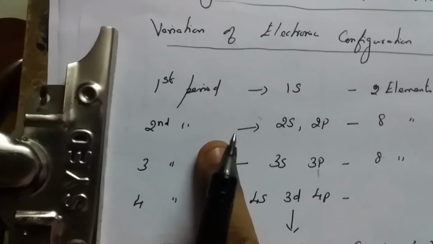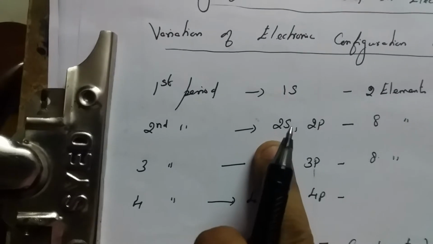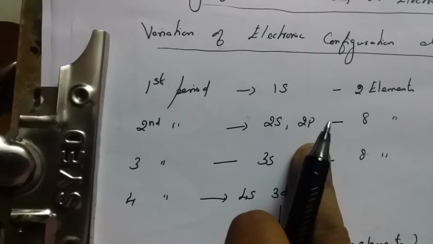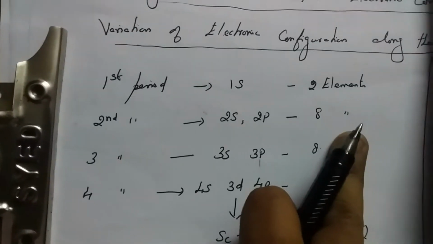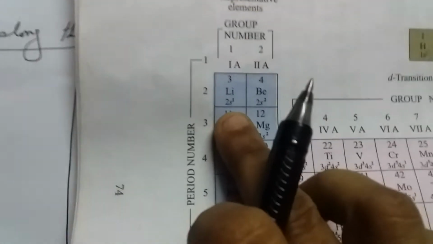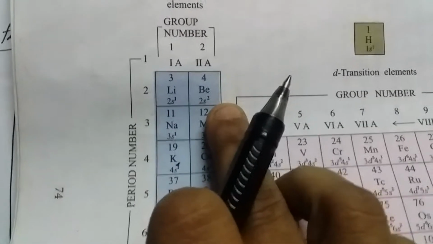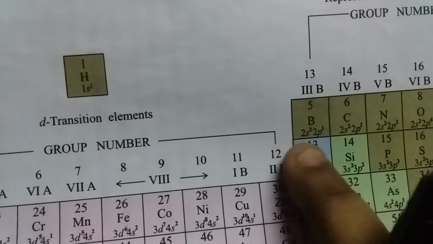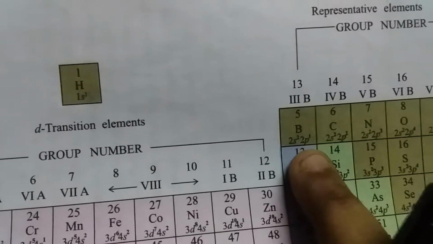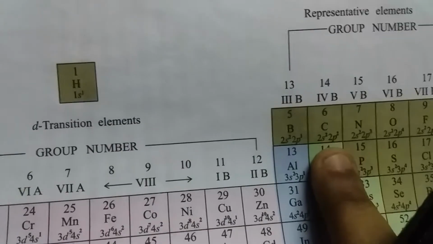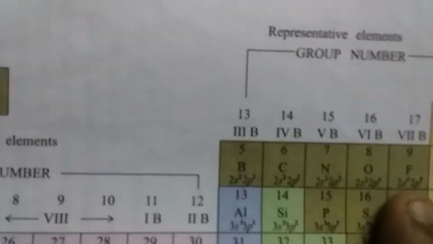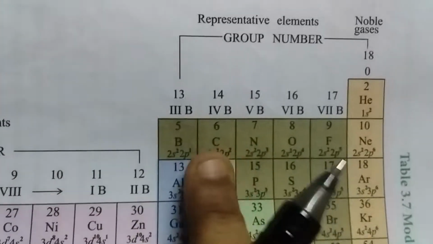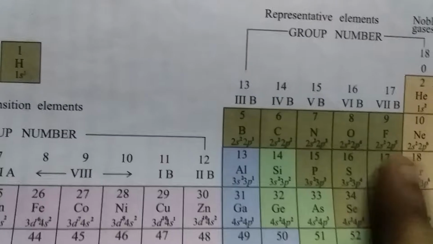Similarly, in the second period the electrons are added first in the 2s orbital and then 2p. Totally there are 8 elements. First lithium 2s1, then beryllium 2s2. Then with atomic number 5 it is 1s2 2s2 2p1, and the second electron is added to the 2p orbital, that is 2p2. Similarly 2p3, 2p4, 2p5, 2p6. Therefore the electrons are added in the 2s orbital followed by the 2p orbital.